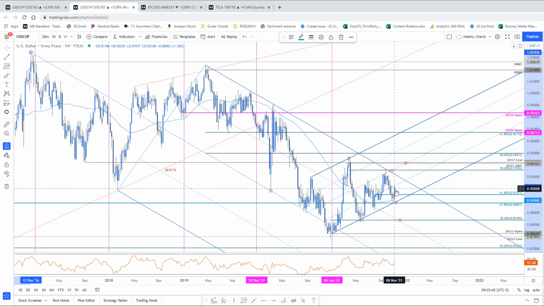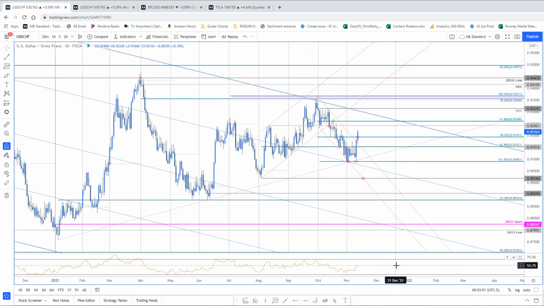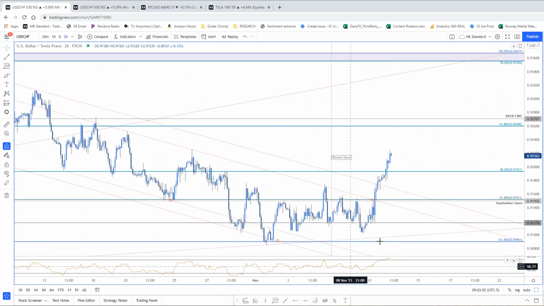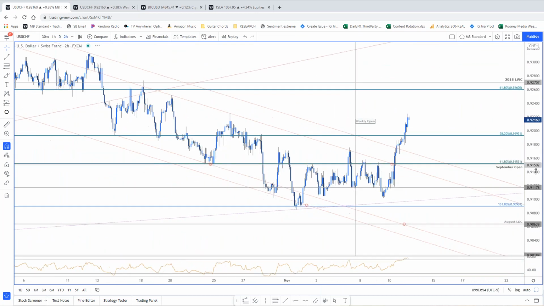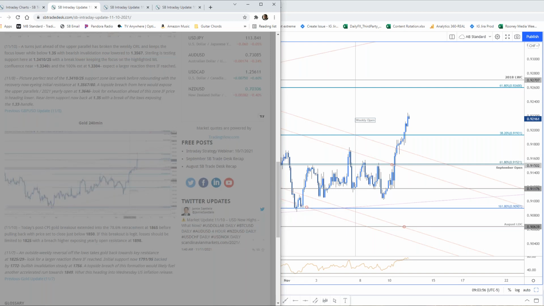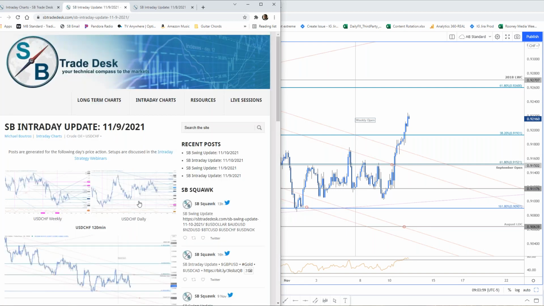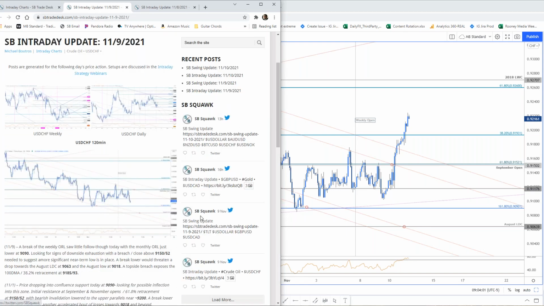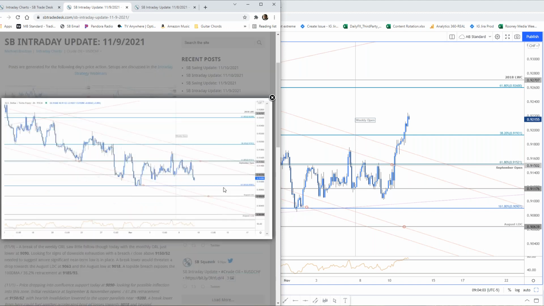So watch today's close. On the daily chart, looks like this. On the intraday chart, looks like this. And this is what it looked like earlier this week. Okay, talked about that 1618.